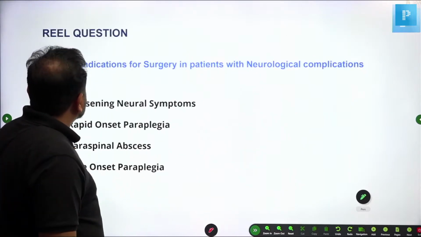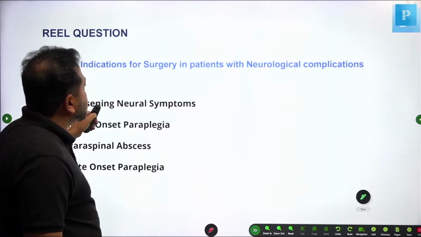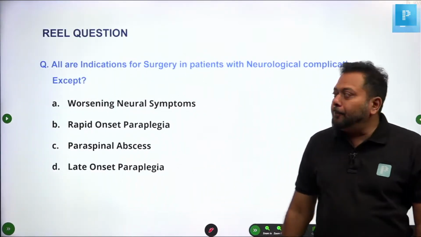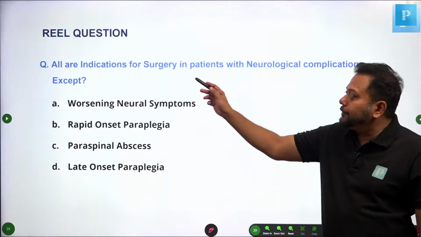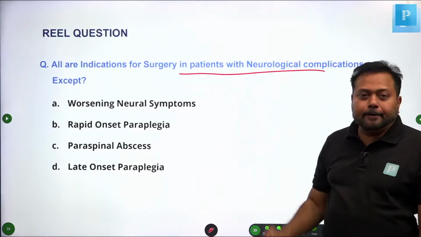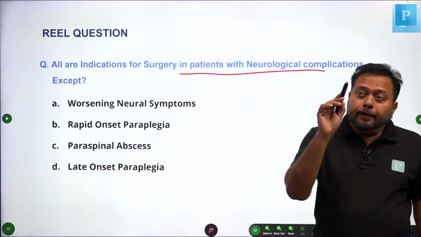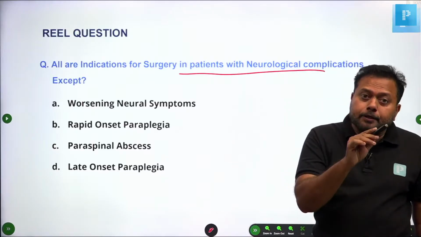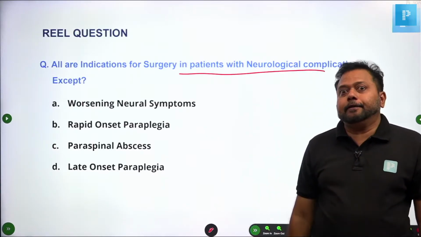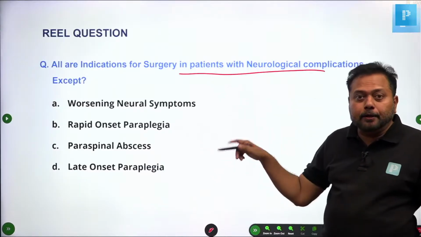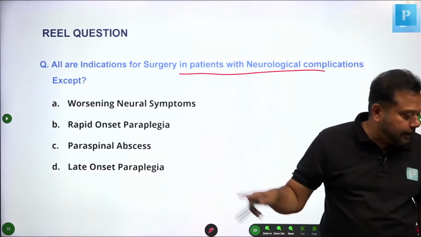We will go to the next question. All are indications for surgery. This again is a very important thing. A very important thing: the indication for surgery in Pott's spine. The indications are divided into indications for surgery with neurological deficit and without neurological deficit. So I framed this question. The next question is the real question of Ini-Cet.